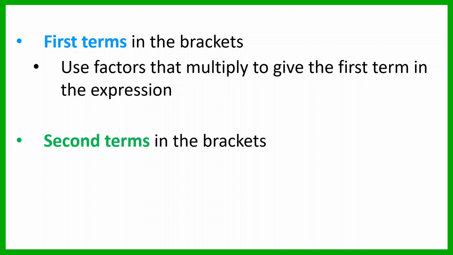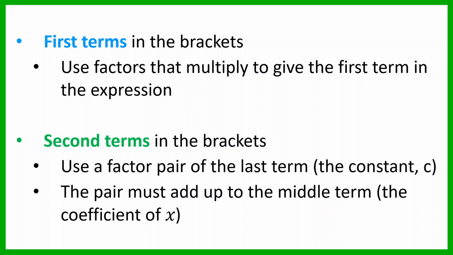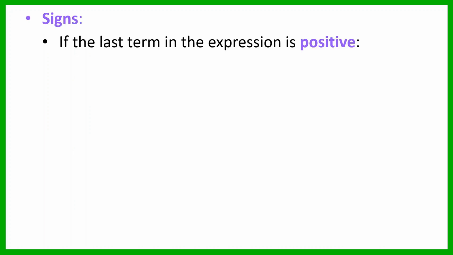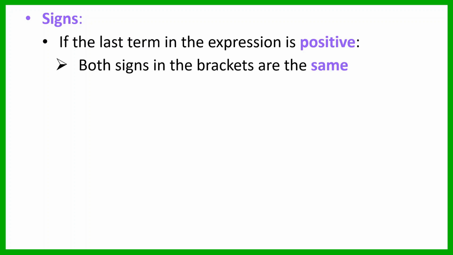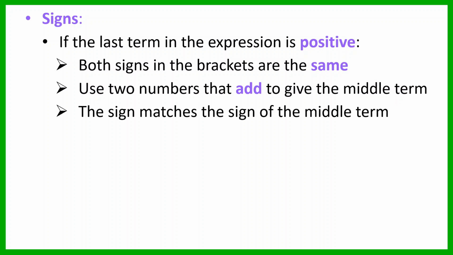You need to find a factor pair that will multiply together to give the last term, and also they need to add up to give the coefficient of x, which is the middle term. Okay, then also your signs. If the last term in the expression is positive, then both signs in the brackets are going to be the same, and we use the two numbers that add to give the middle term, and then the signs must match the sign of the middle term.